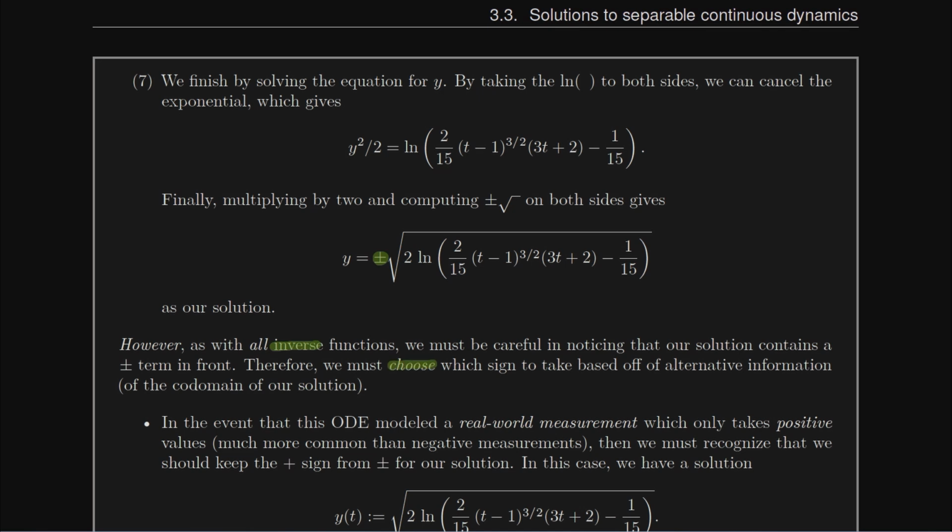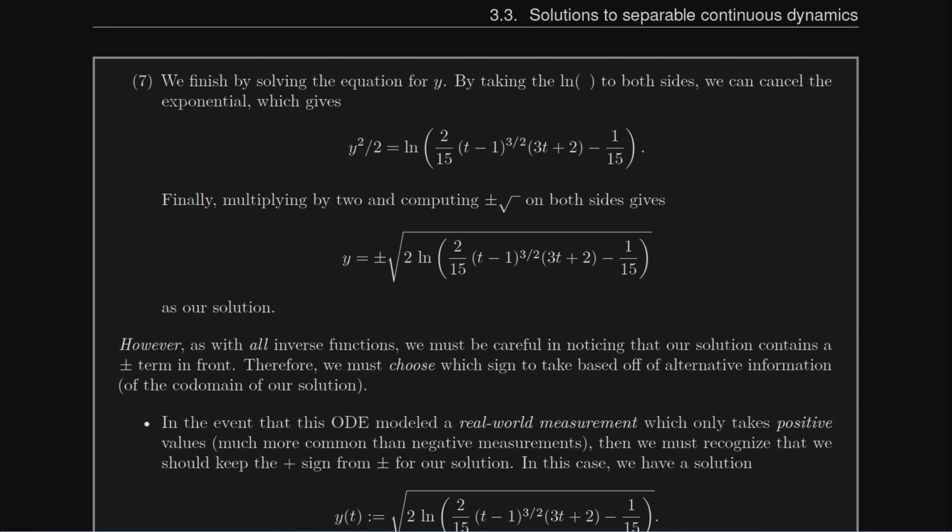So here, the way that we're going to figure out which value to choose is that maybe the ODE was modeling a real world measurement which only takes positive values, right? We're trying to predict the future here. And maybe this value y that we were trying to solve the ODE for the whole time, maybe it's trying to predict the distance between a car and a house, for example. In which case, well, distances can only ever be positive. And so that physical intuition is telling us, oh, you have to choose the positive number.